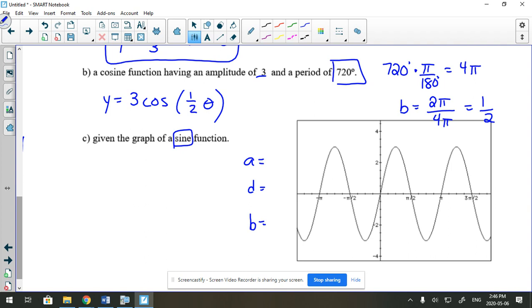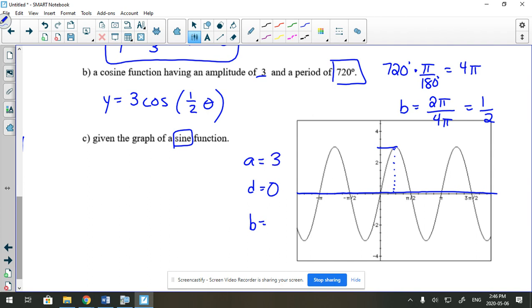A is your amplitude. First thing I always do with the graphs is I look for my midline because that helps smooth everything else. My midline here is actually right at the x-axis. Okay, your max is at 3, your min is at -3, your x-axis is your midline. So technically my vertical displacement is 0. Now I can see what my amplitude is. From the midline, it peaks at 3, so that's my amplitude.